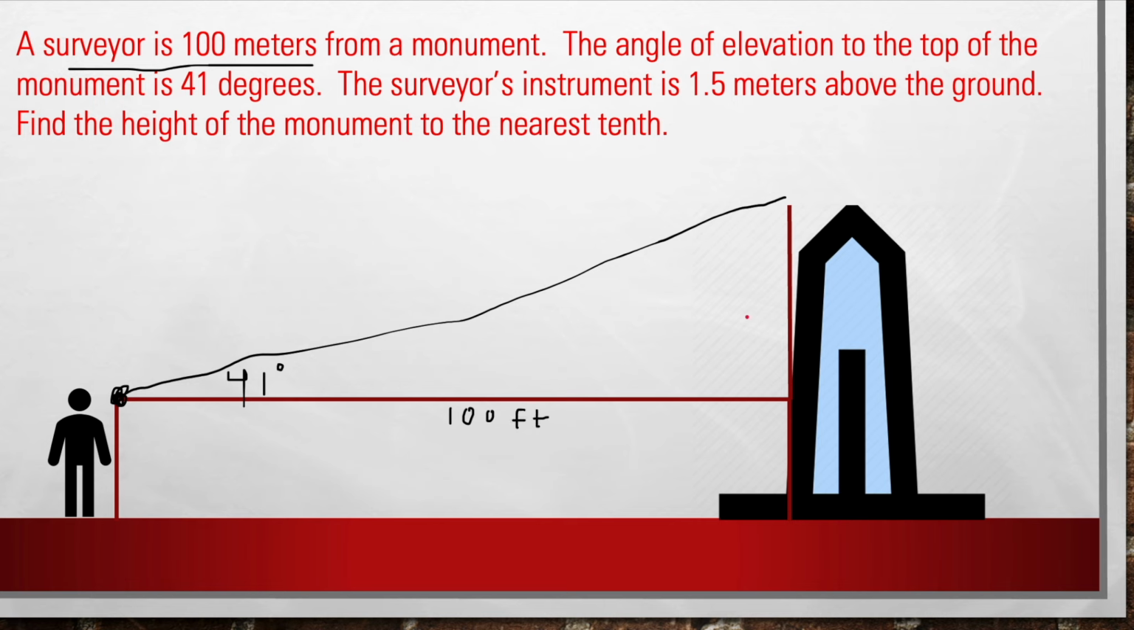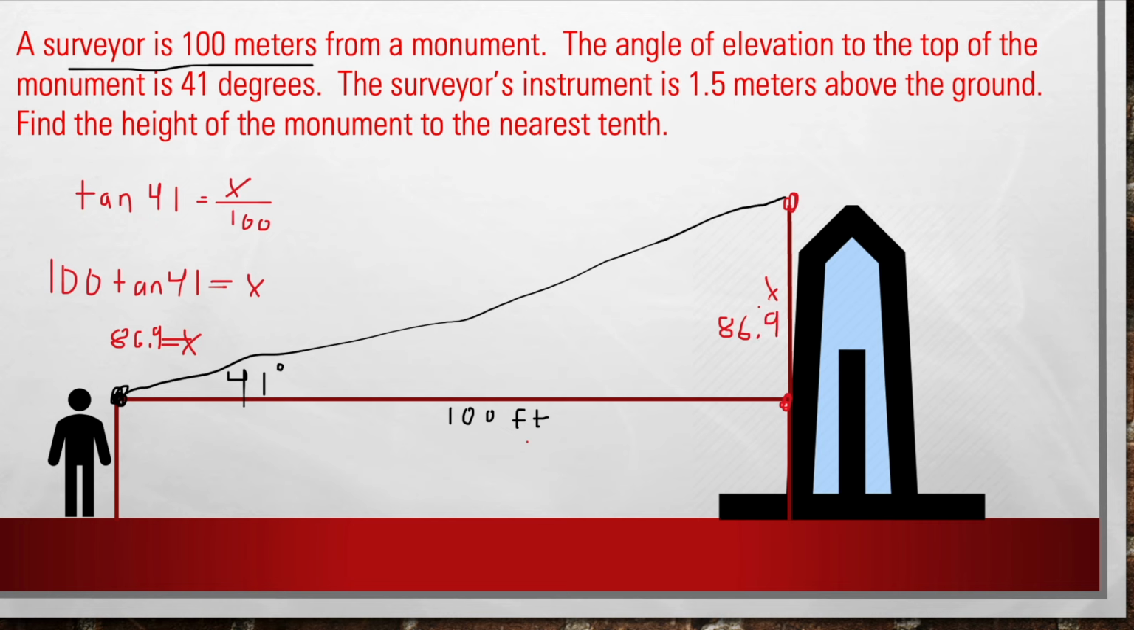So now, using trigonometry, we can figure out the height here from the top of the surveyor to the top of the monument. We just do this using tangent, because x is the opposite and 100 is the adjacent. So we can say tangent of 41 is equal to x over 100. Then we multiply the 100 over and we get x equals 100 times tangent of 41. Then we type this into the calculator and we get x is 86.9.